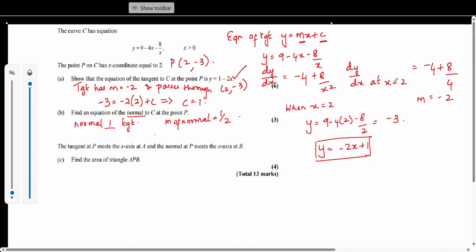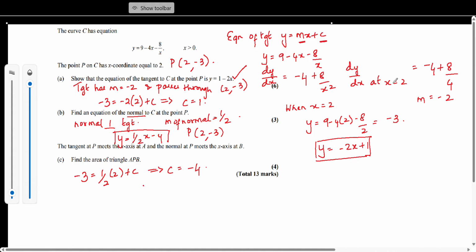So now again, in y = mx + c, we know m is half. It is again at (2, -3). So substituting, minus 3 equals half into 2 plus c, which implies c is minus 4. So y = (1/2)x - 4 is the equation of the normal.